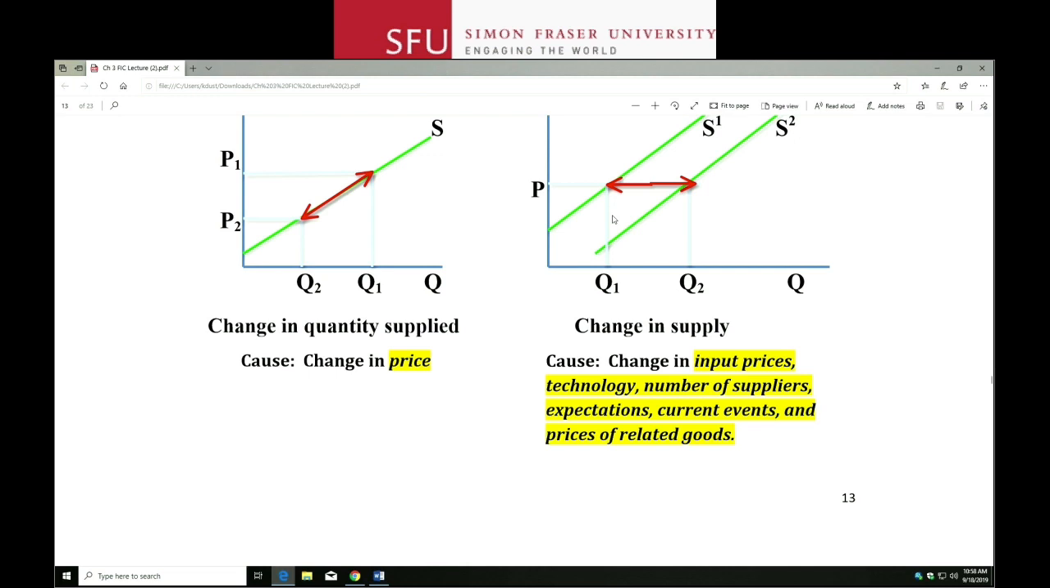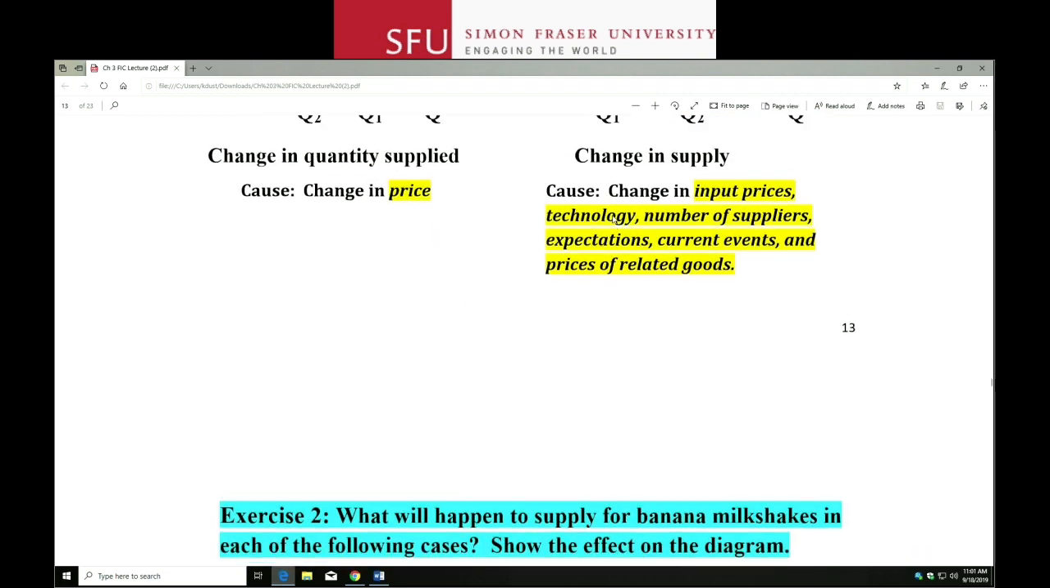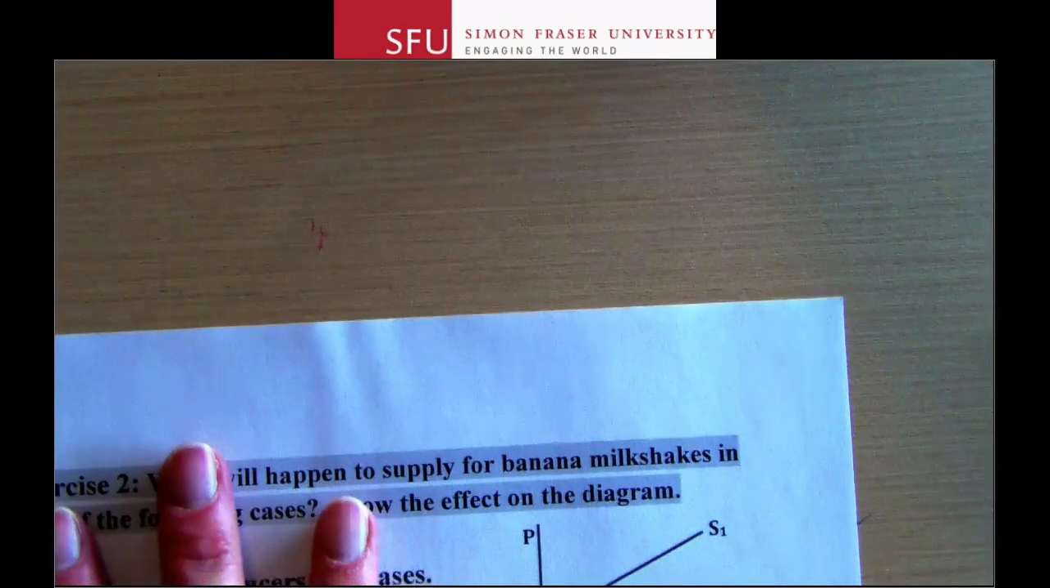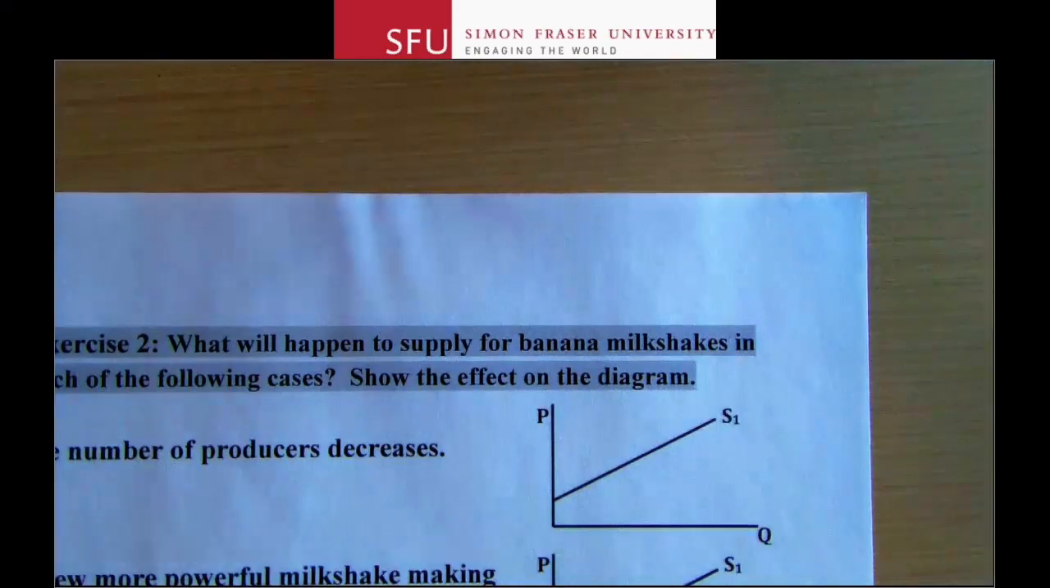Okay, all right, so exercise 2. Now this is about banana milkshakes again. We had an exercise last class about banana milkshakes, but we were talking about demand for banana milkshakes. And now we'll talk about supply for banana milkshakes.